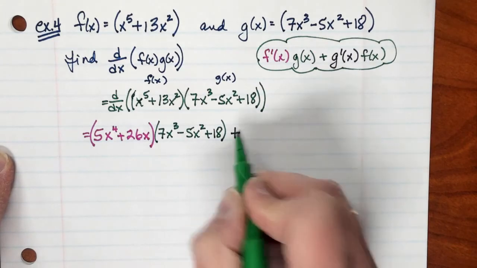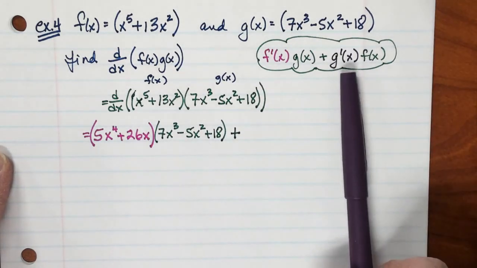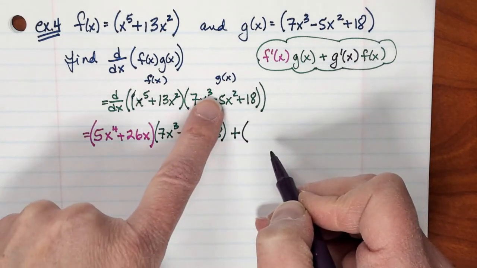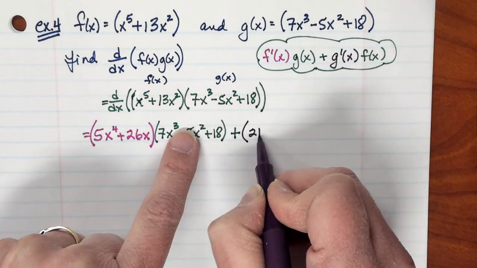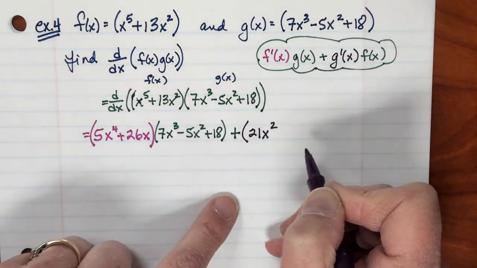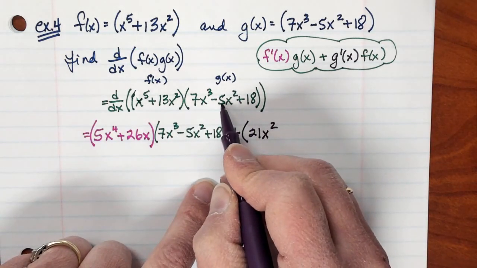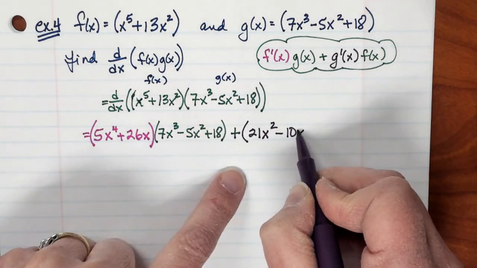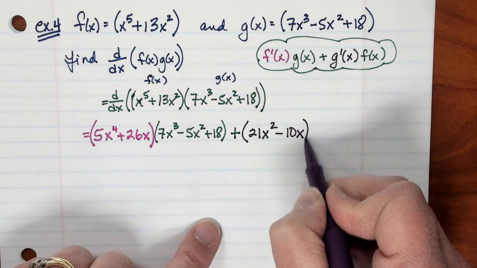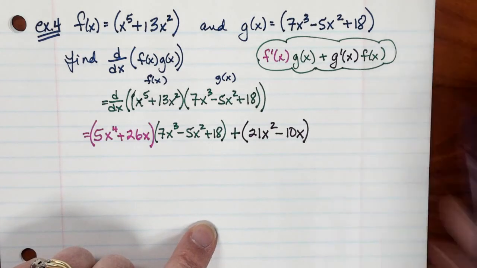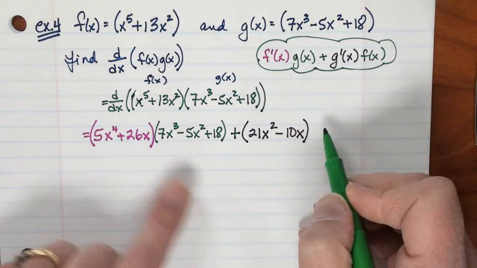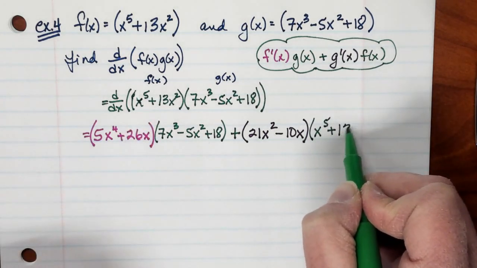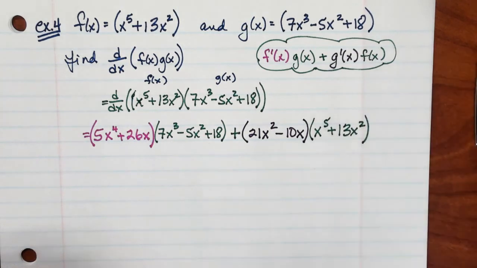Plus, now I'm going to take the derivative of the g function. Here we go. That would be 7 times 3, which is 21x squared. 2 times a negative 5, which is a negative 10, and the power of x is reduced by 1. That is times the f function, which takes us back here: x to the 5th plus 13x squared.